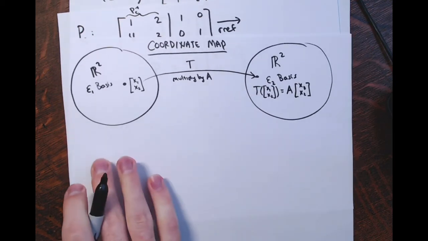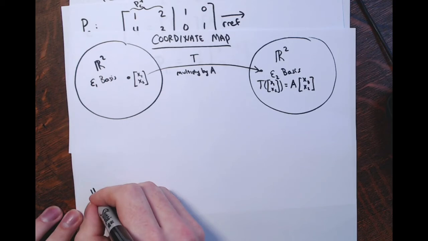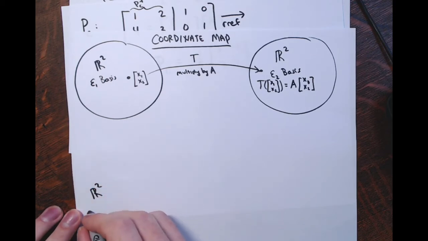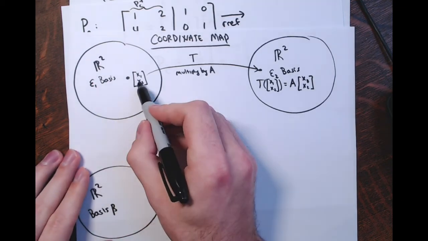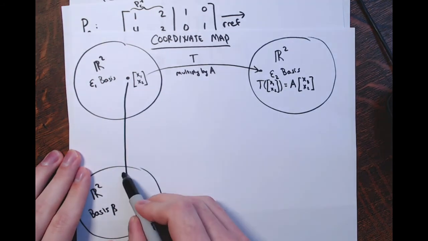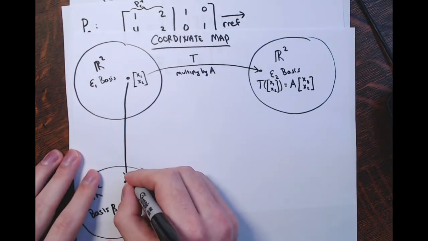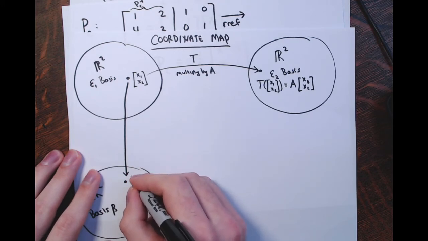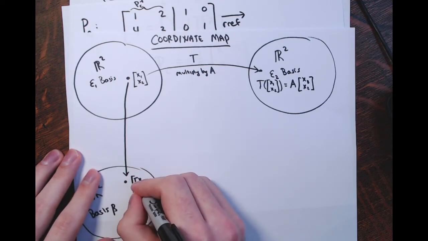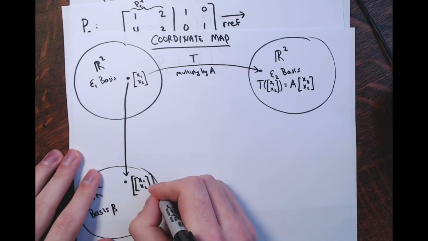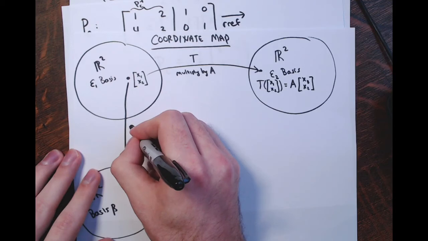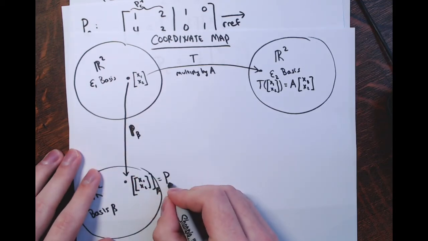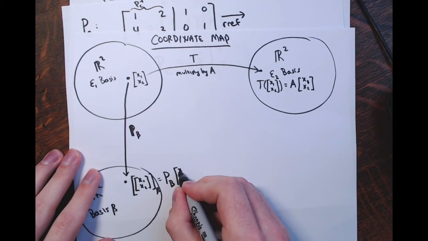And then on the bottom of this map, got R2 again over here, the domain, but this time relative to basis B. So one thing I could do is I could change the coordinates of my input to the coordinates relative to basis B, right? The coordinates of x1, x2 relative to basis B, and in order to do that I would just multiply by that PB, right? That transition matrix. So this would be PB times x1, x2.